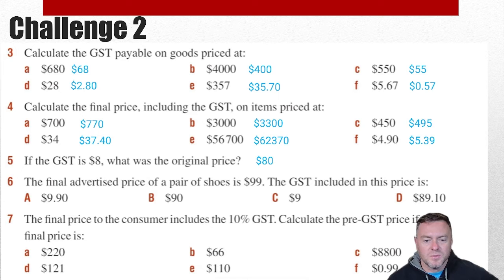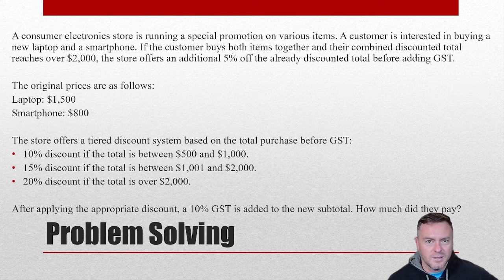And the final advertisement of a shoe is $99. The GST of the price, including this, was $9.90. And the final price to consumers is 10%. Calculate the pre-GST price. So this is where you divide by 1.1. So 220 divided by 1.1 gives you 200, 60, 8,000, 110, $100, and then lastly 90 cents.